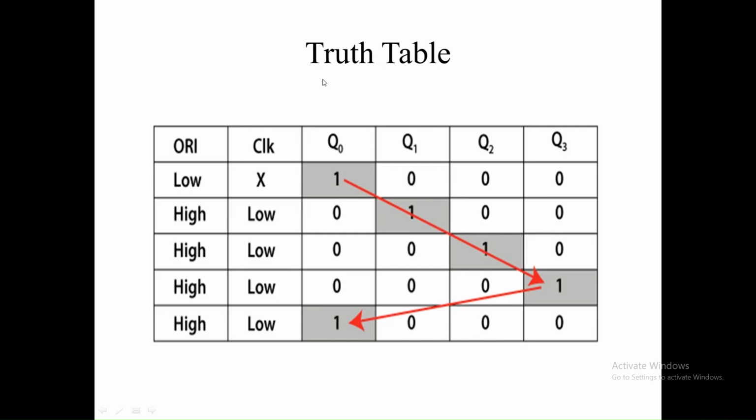This is the truth table of the ring counter. Initially only Q0 is 1. For the next cycle, this Q0 is shifted to Q1. For the next cycle, Q1 is shifted to Q2, and in the last cycle Q2 is shifted to Q3. As this is a 4-bit ring counter, Q3 is connected to the input of the first flip-flop. So for the next pulse, Q3 is shifted to Q0. In this way, we can observe the output on the LEDs.